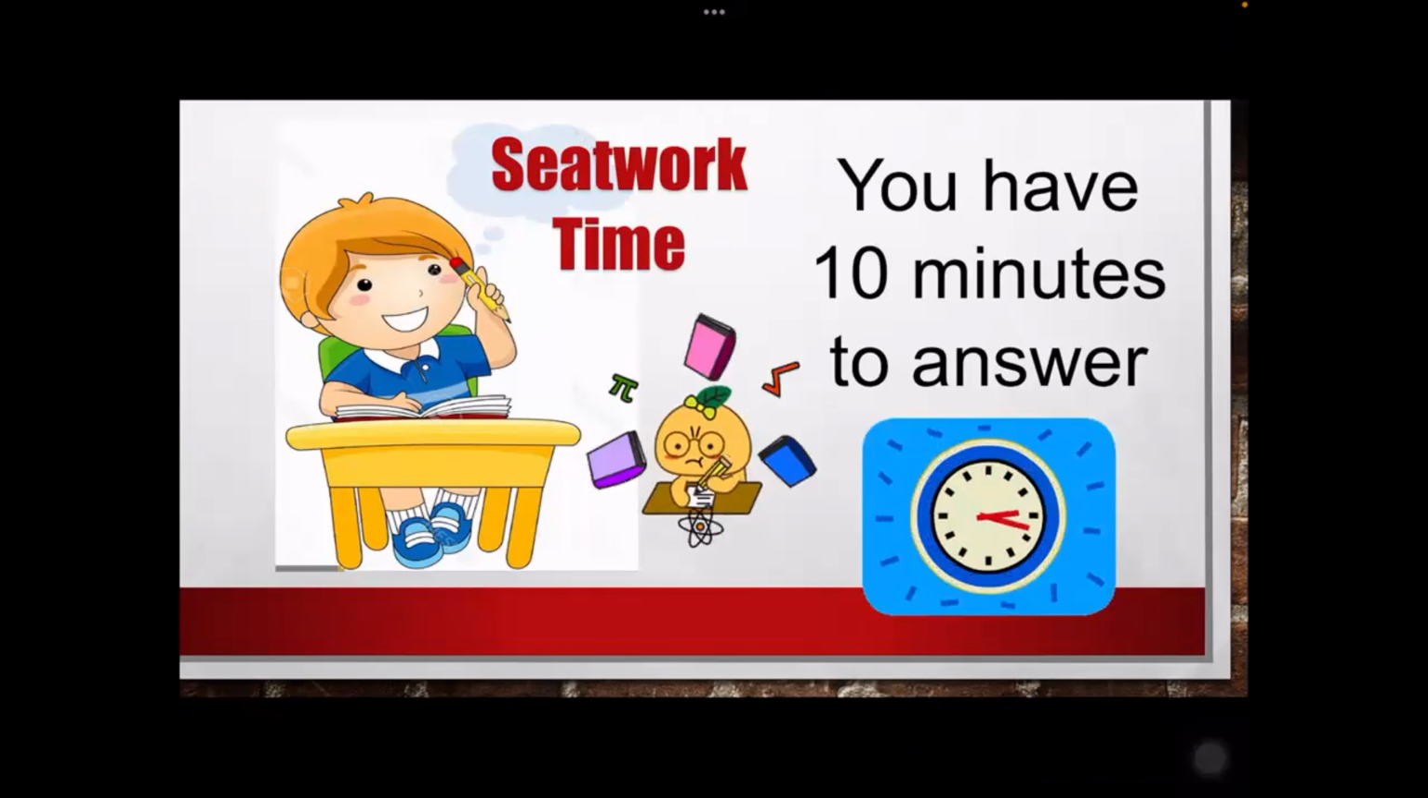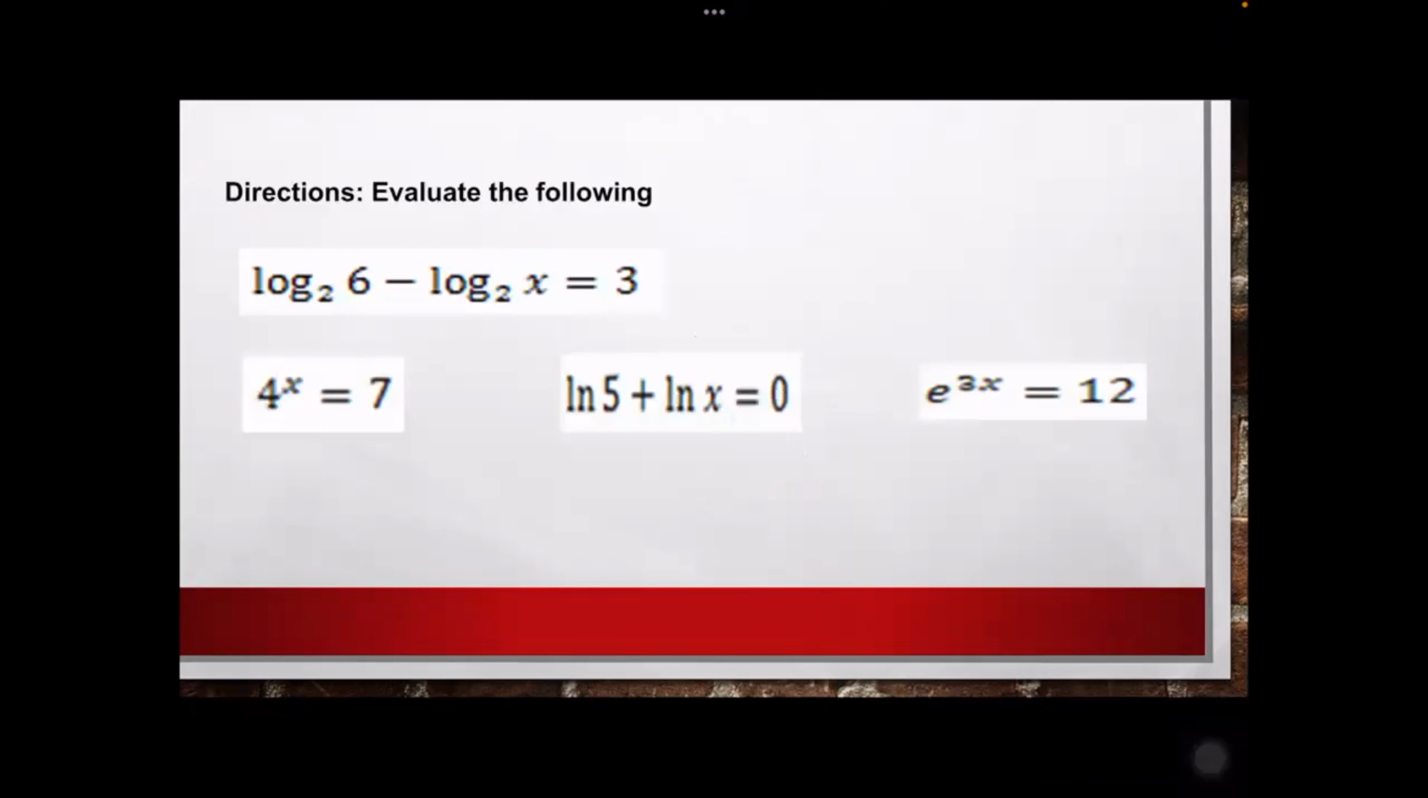Again, your seat work is for 10 minutes. And this is the question. You have to evaluate the following. So in short, you have to find for the value of x. So for the number 1, meron kang minus sign dyan. So this is under the division property. Then kapag number 4, x, 4 raised to x is equal to 7, you have to use the logarithm. Kapag ln, ang kabaliktaran niya ay e. Kapag e, ang kabaliktaran niya ay ln.